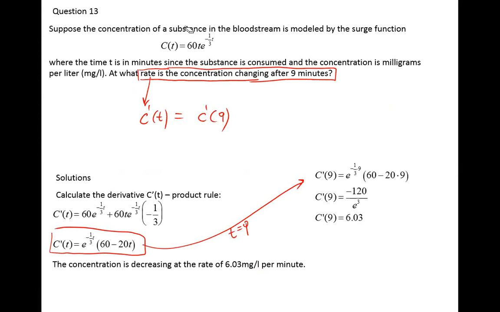That means we have the application, but we still focus on the math. That means the concentration is decreasing, okay, at the rate of 6.03 milligrams per liter per minute. Actually, this should be negative, because if you use the calculator, you will get a negative number. That's the reason I am saying decreasing, because it's negative. I mean, this was negative, so this should also be negative.